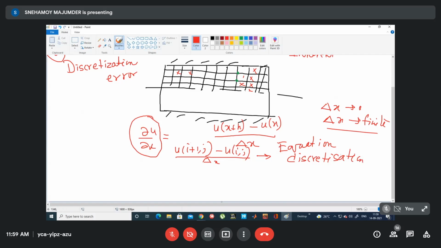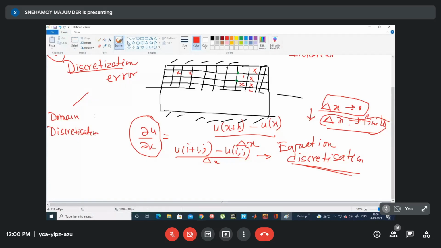এর জন্য তো আমার ওই যে Δx tends to 0 অ্যাকচুয়ালি হতো, তো সেটা তো finite। I have taken the finite. Okay. So I have taken it finite. So there I have assumed an error. So here also discretization error is there. So discretization error comes both from domain discretization, as well as PDE, partial differential equation discretization.